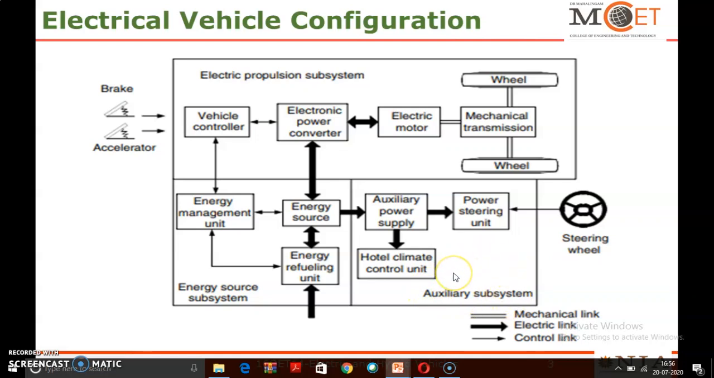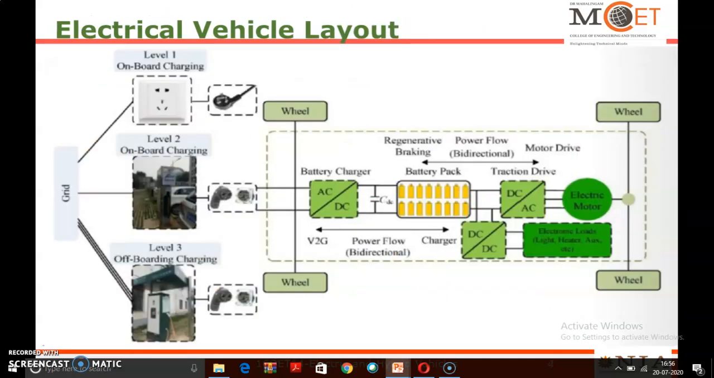So the next unit is the auxiliary subsystem. In the auxiliary subsystem, different voltage levels are obtained in order to power the power steering unit, auxiliary power unit and the hotel climate control unit. So this is about the configuration of the electric vehicle. Next one is the electric vehicle layout.